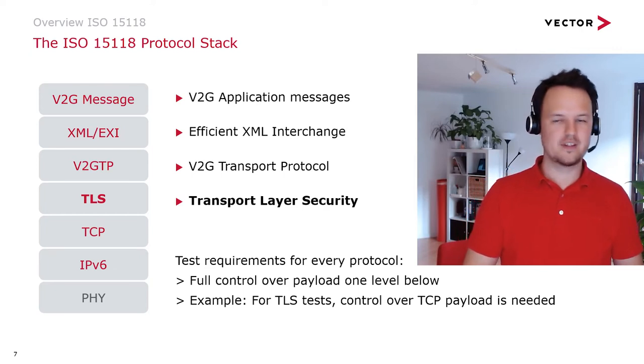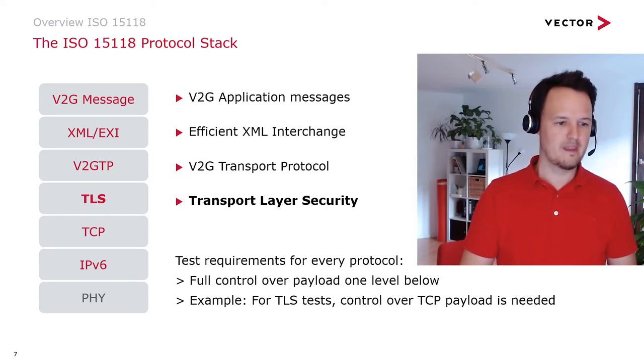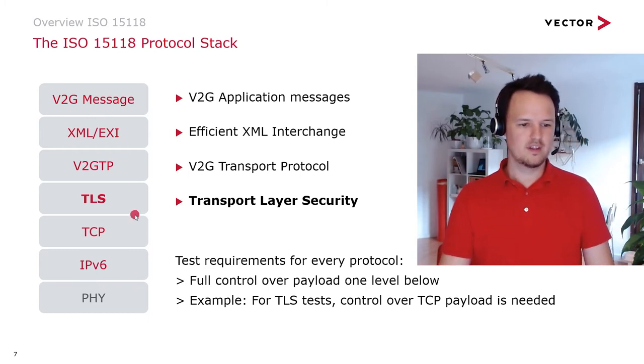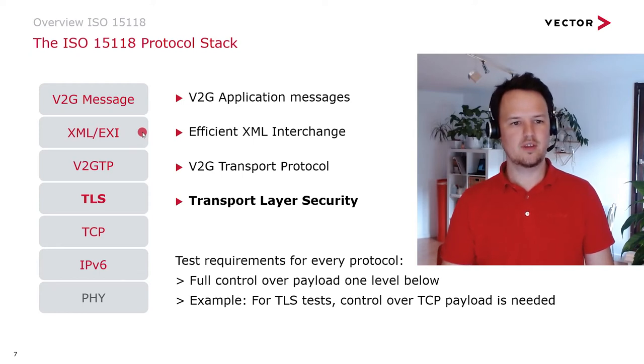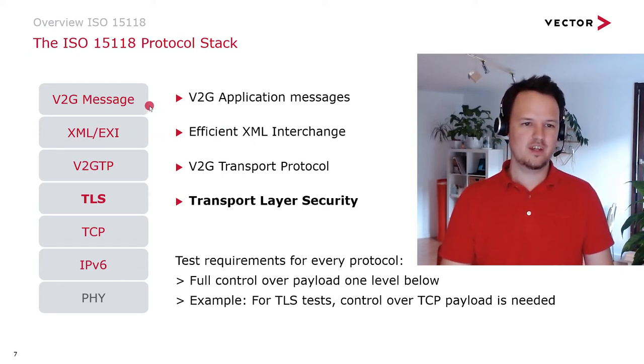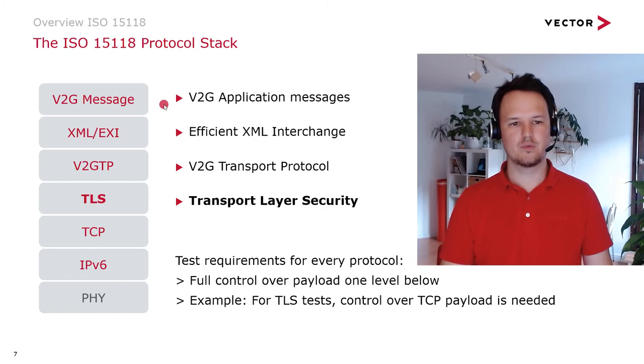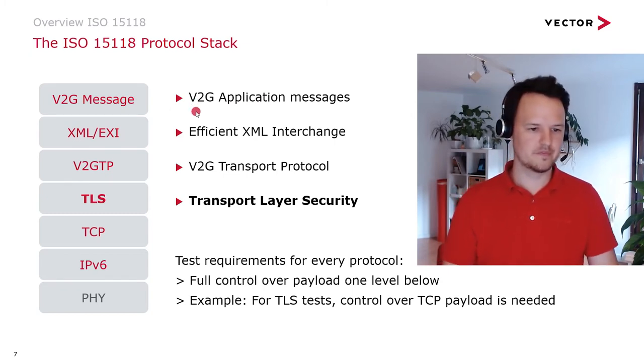And the interface is complex because we have a whole stack of protocols on the interface. I want to start at the bottom. We have a physical interface, so it's power line communication, then IPv6, TCP, TLS. Then we have a transport protocol. Within this transport protocol, we have XML, which is encoded as EXI. And within that, we then have the actual messages which transport, for example, the certificates for charging.